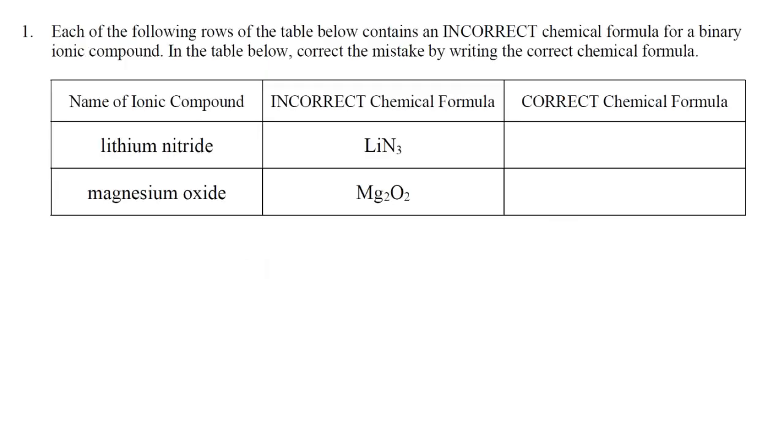Let's begin with our first question, and the instructions say, each of the following rows of the table below contains an incorrect chemical formula for a binary ionic compound. In the table below, correct the mistake by writing the correct chemical formula. So our first example of a binary ionic compound is lithium nitride.